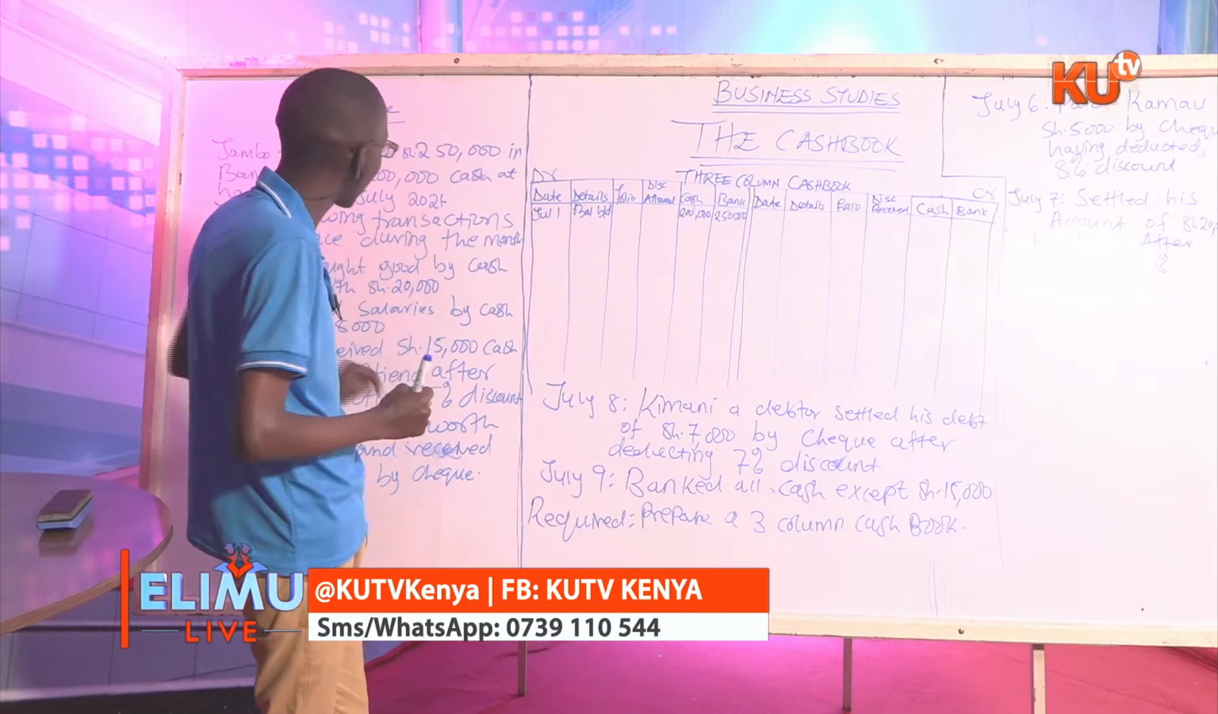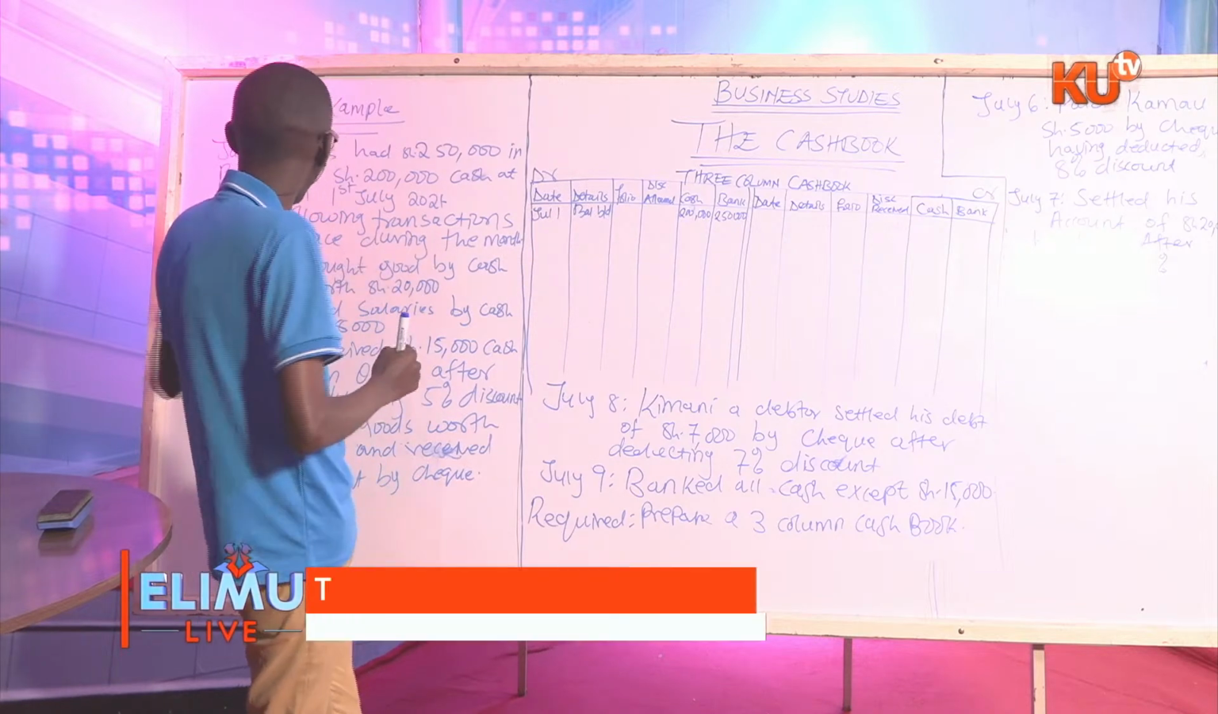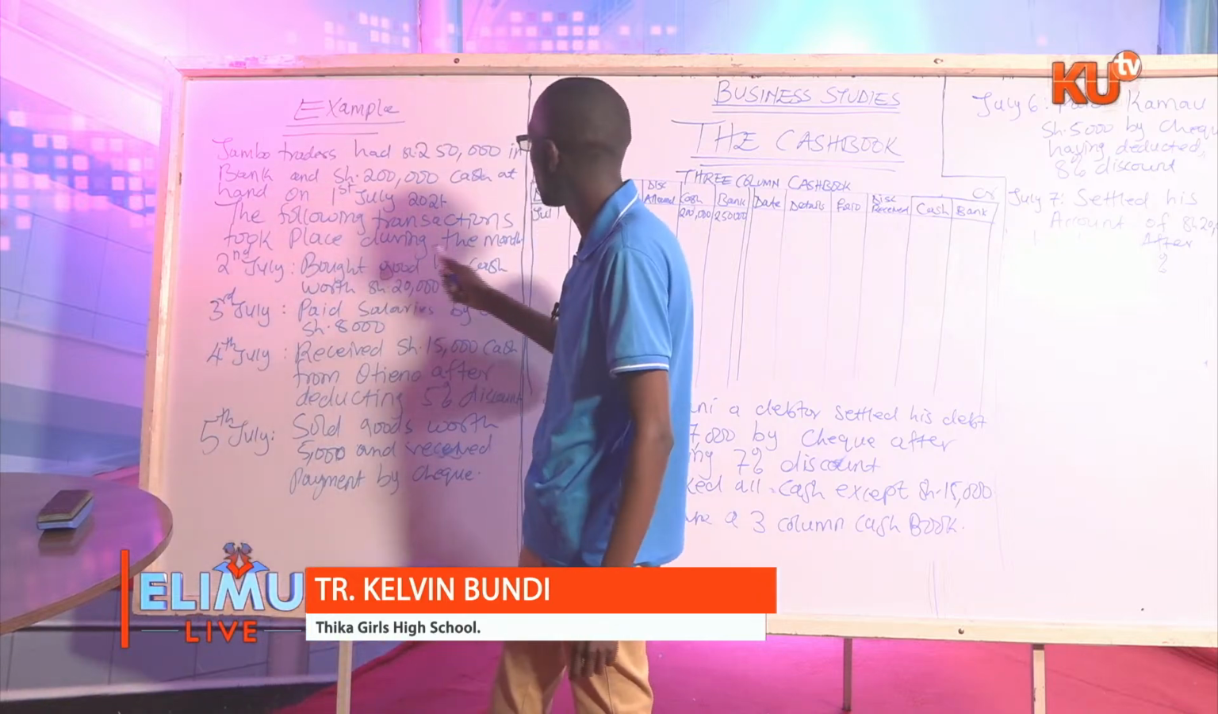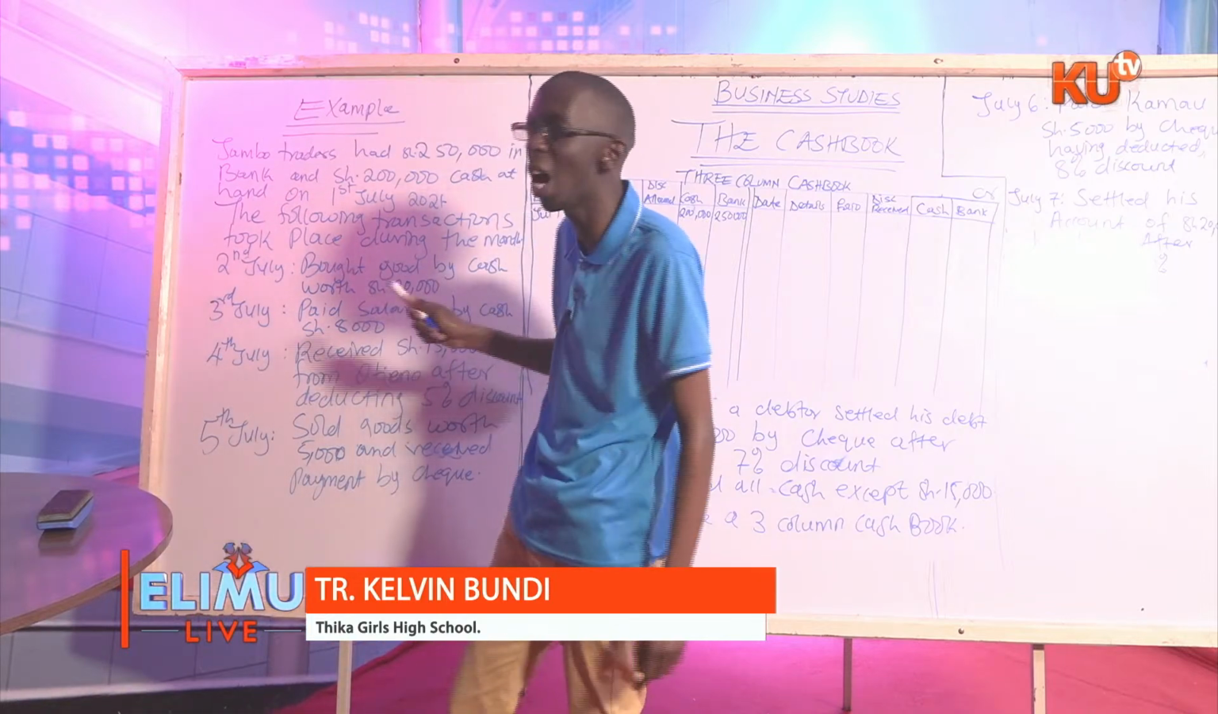The following transactions took place during the month. 2nd July, bought goods by cash worth 20,000.